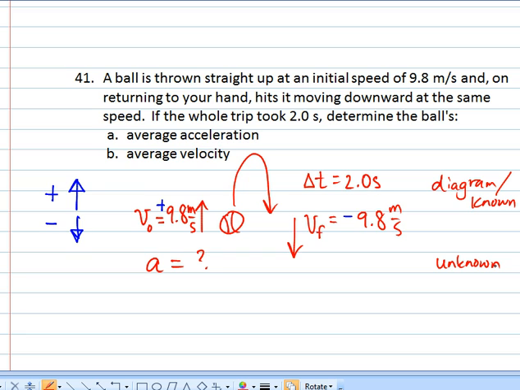Step 2 is we have to think, okay, what equation is going to have acceleration, final and initial velocities, and time?